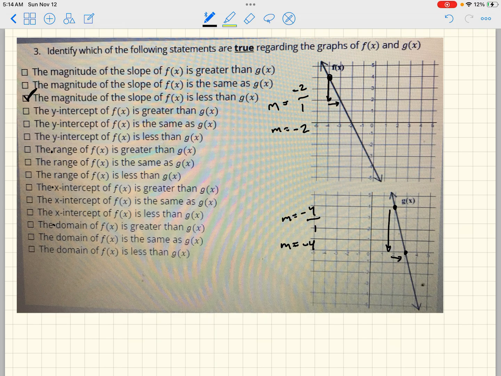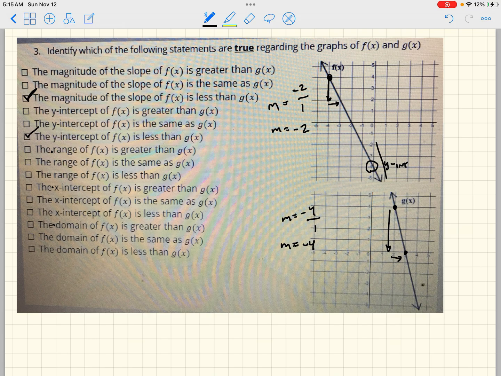So this one has a y-intercept of -4, where this one, the y-intercept would be way off the chart, way up here somewhere. It's way above 5. So in this case, the y-intercept of f(x) is also less than. This y-intercept is -4, where this y-intercept would be way off the chart, way up here, like 10-ish or something.